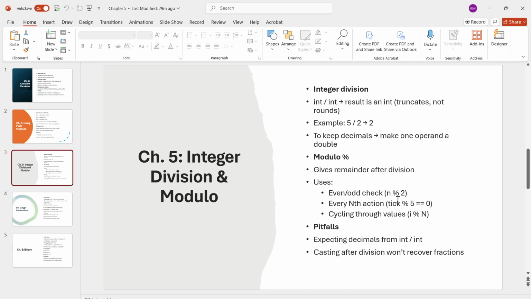So use integer division when you truly want whole number math. Use modulo for remainders, even and odd checks, and repeating patterns. And when you need decimals, be intentional: promote one operand to double before you divide. Check these in Zybooks or any IDE and see what happens. Those tiny experiments make the behavior click fast.